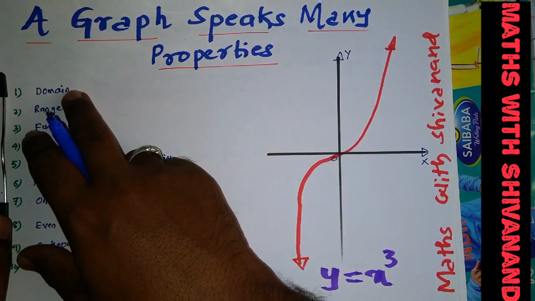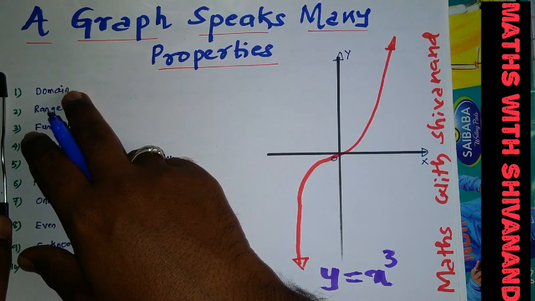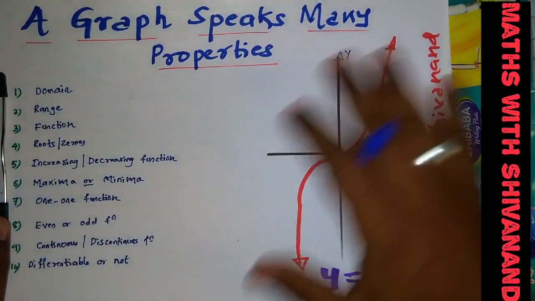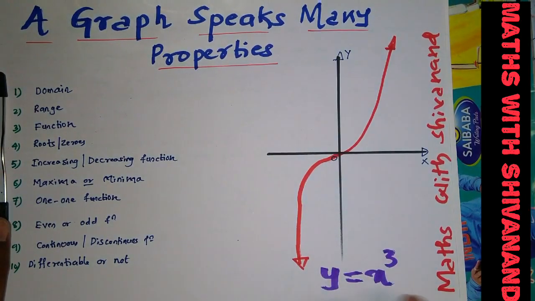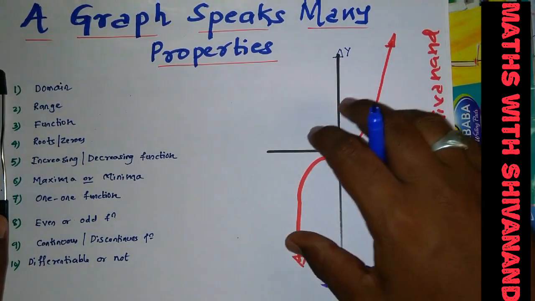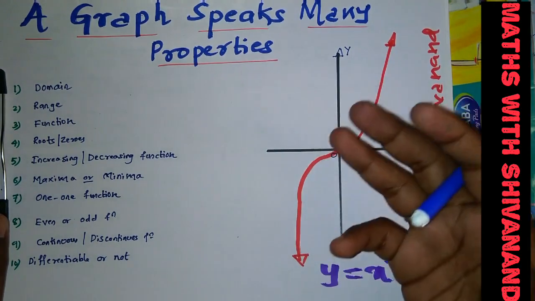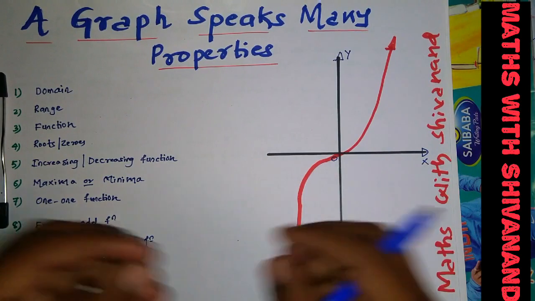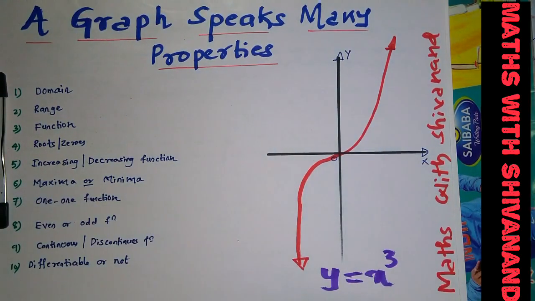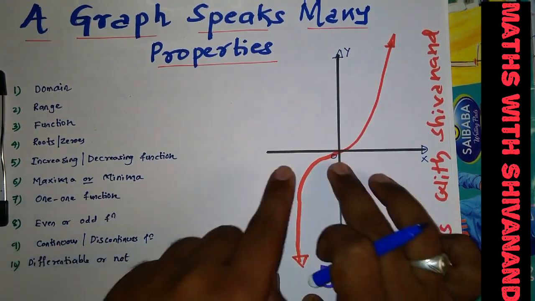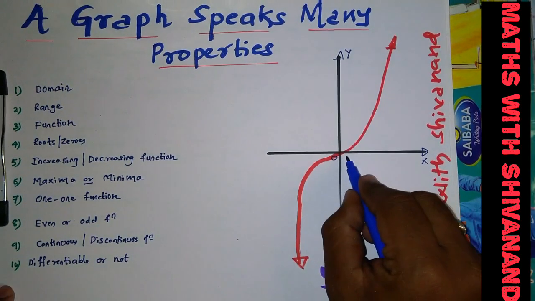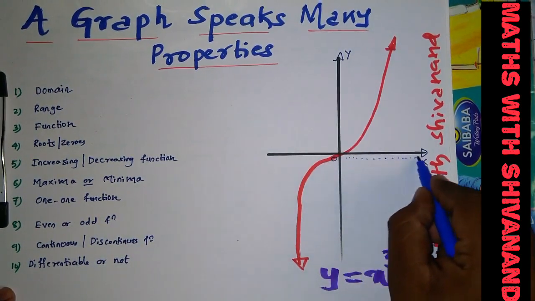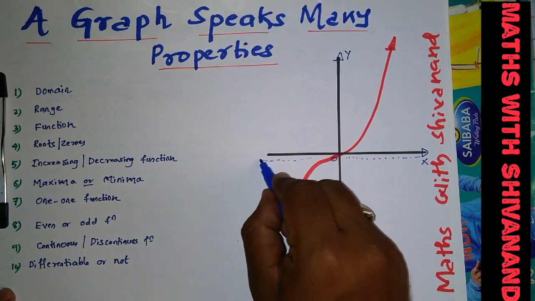So the first characteristic we can speak of is the domain. Domain is nothing but the input. I have drawn a graph here. The graph is of y equals x cube. By seeing the graph only, I can speak its domain. What is the domain of this function? The domain is nothing but the input. Input we always give along the x-axis. For this function, what is the input? Here we are giving values along the x-axis, positive x-axis and also negative x-axis.